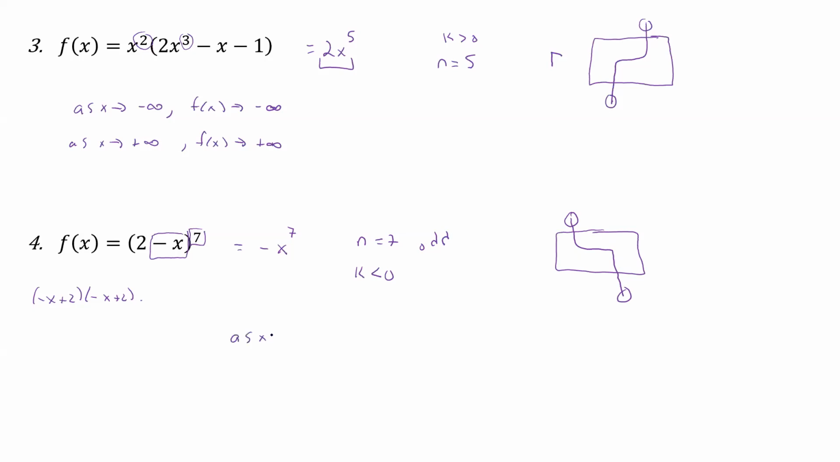And so as x goes to here, negative infinity, f of x goes to positive infinity. And as x, lost my arrow there, goes to positive infinity, f of x goes to negative infinity. Okay, and so we know how the end behavior is on both of those just because we know the general shape of the graph.